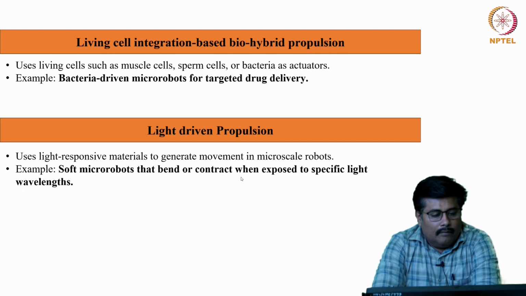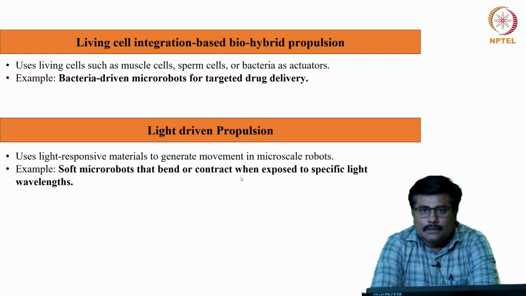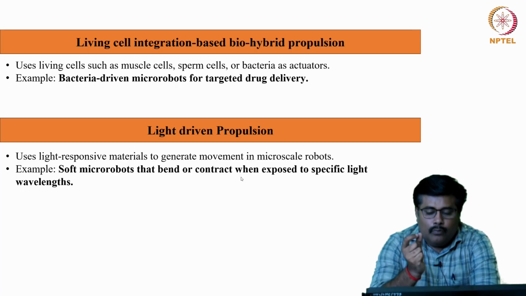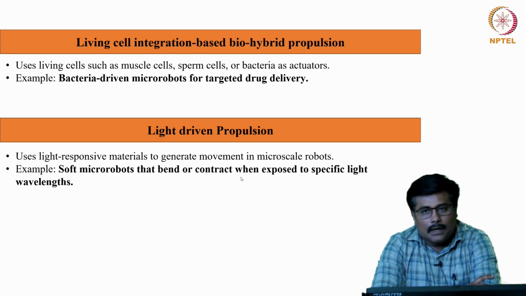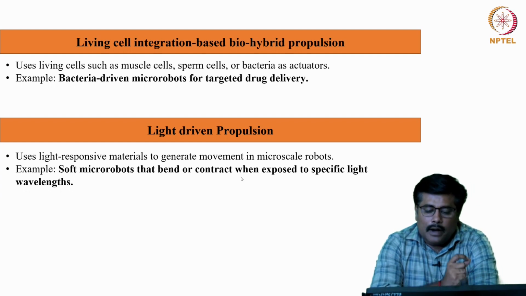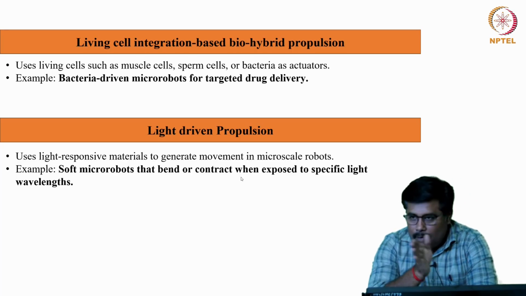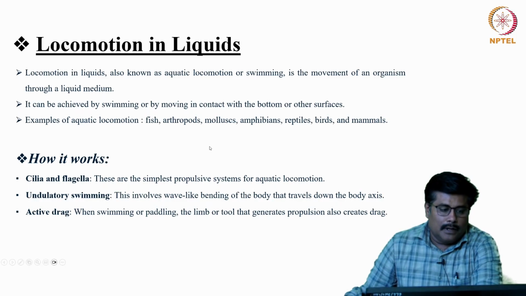Then we have the light driven propulsion system. As far as light driven propulsion systems are concerned, they use a light responsive material to generate movement in a micro scale robot. One example of these light driven propulsion systems is the soft micro robot, which bends or contracts when exposed to a specific light wavelength. So when light falls on it, it bends or contracts, and you can have an actuation exhibited here.